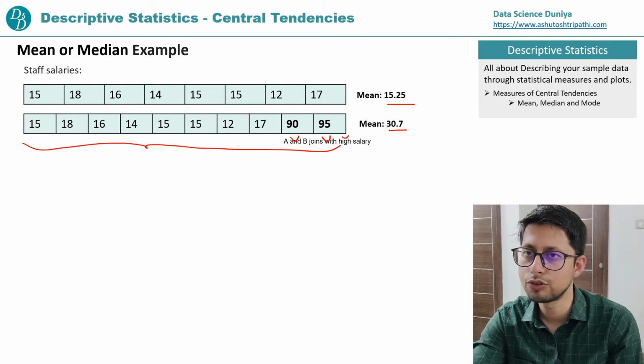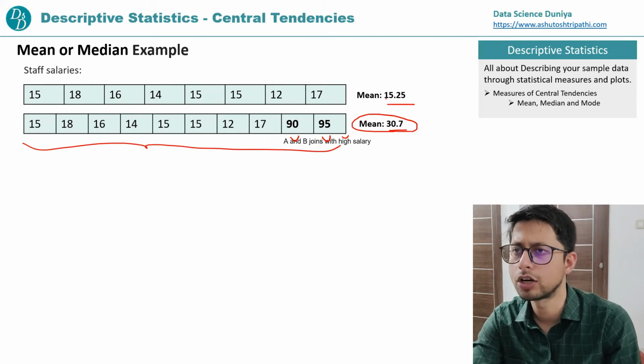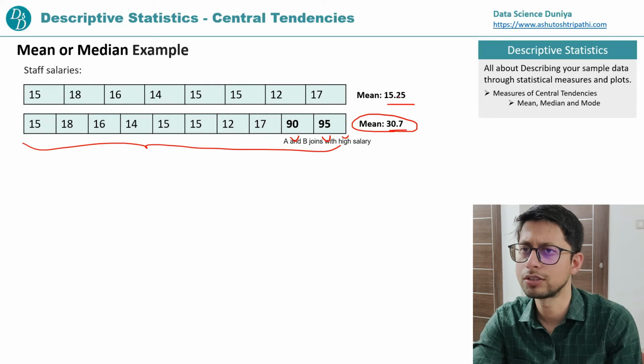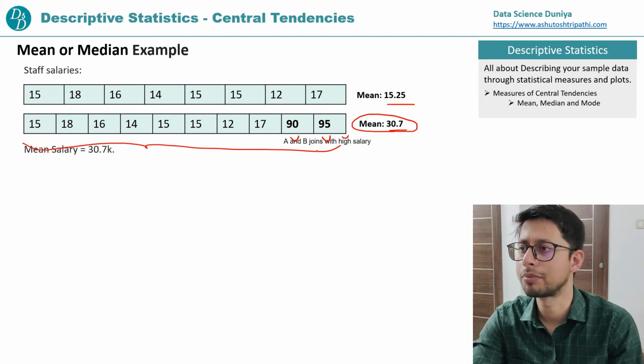So that's where you see mean is not correctly representing your data set. No employee is getting the average salary of 30.7, right? Near to that, or not exactly, maybe near to that one. But here on an average people are getting 15 point something. So everybody is getting near to 15.25, but here 30 is not denoting the central behavior. So that's where mean is not the correct representation.